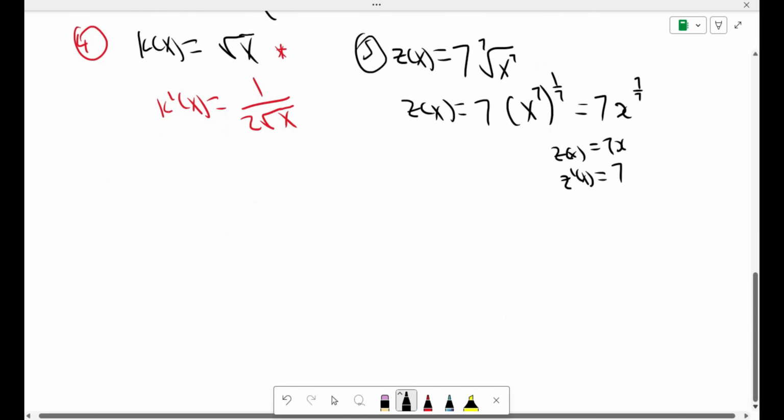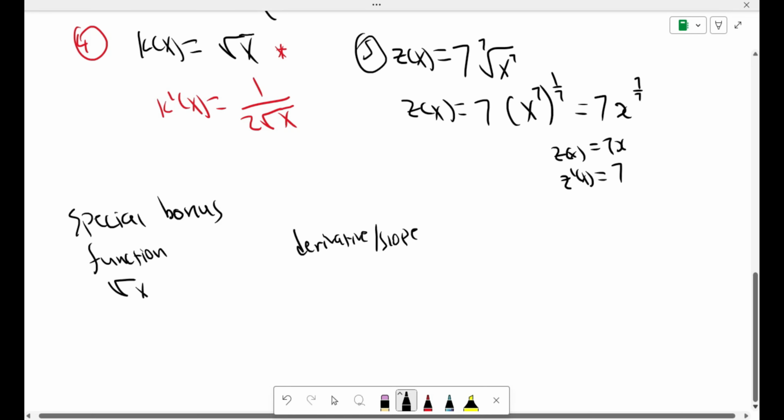Let us just include a special table. This is a special bonus for the video. So if we have, let's say this is our function, and then this is our derivative. Derivative is like the slope. Now if we have the square root, we know already it's 1 over twice the square root of x.